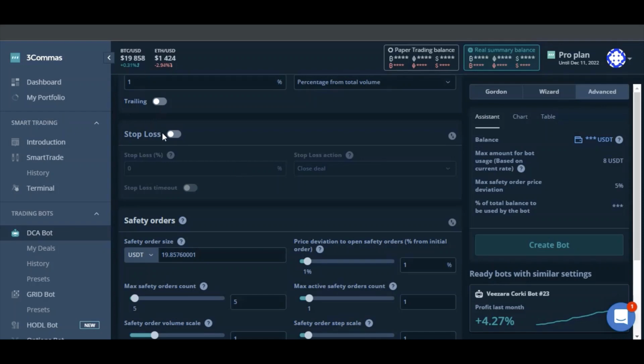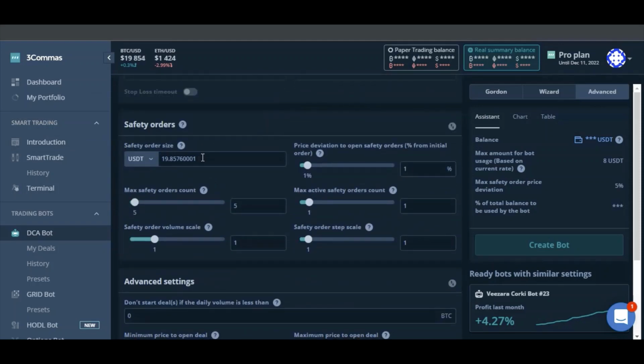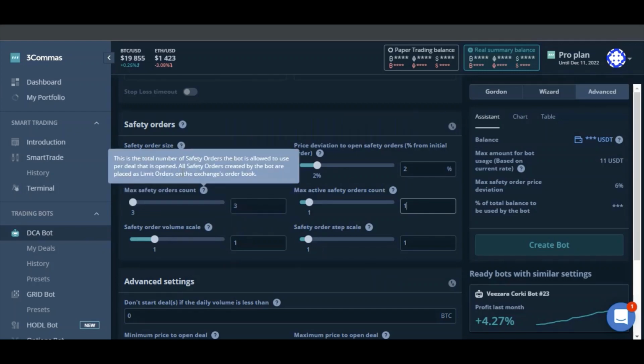So stop loss, I would definitely activate this one, but after some time I do my calculation and I come back here to activate my stop loss, right? The safety orders I would say 55, and price deviation to open 2%, and maximum safety orders count I would say 3, and max active safety orders count also 1, right? Safety order volume scale and the safety order step scale I will keep like this. And so the basic setup is alright.